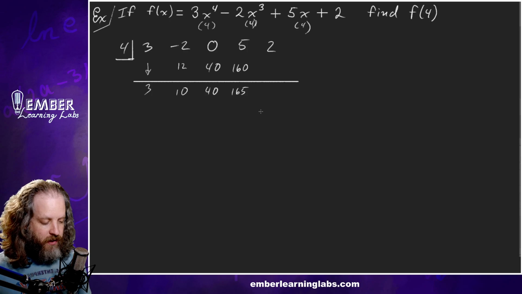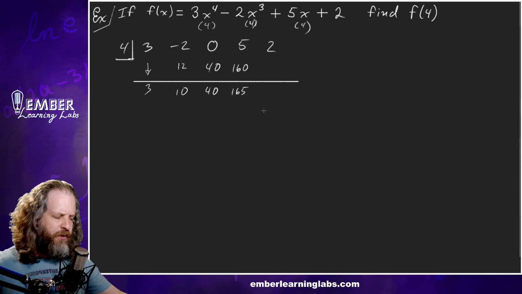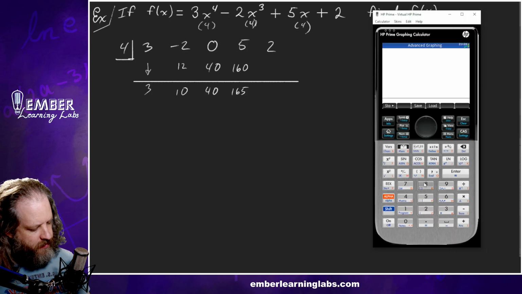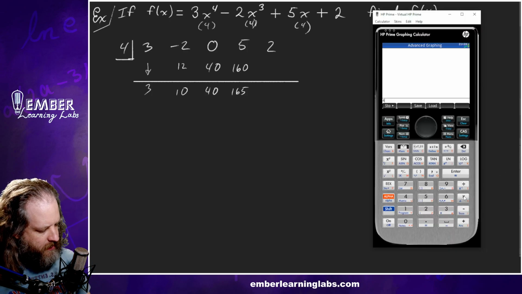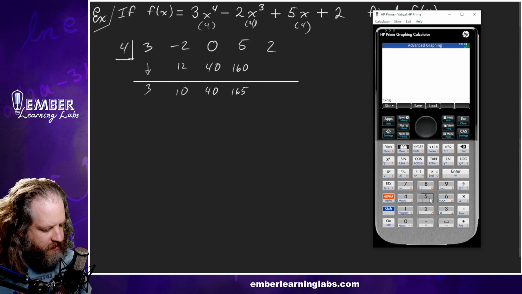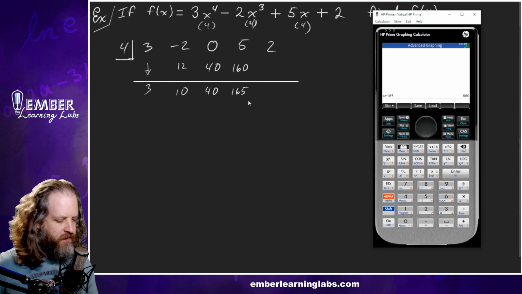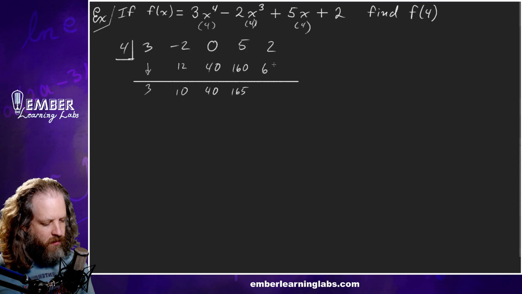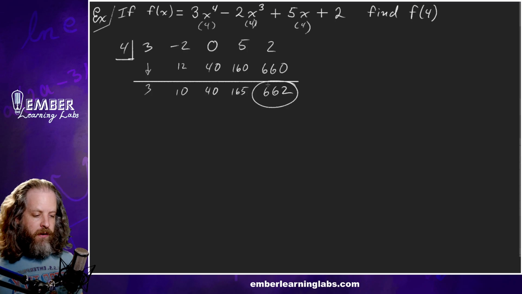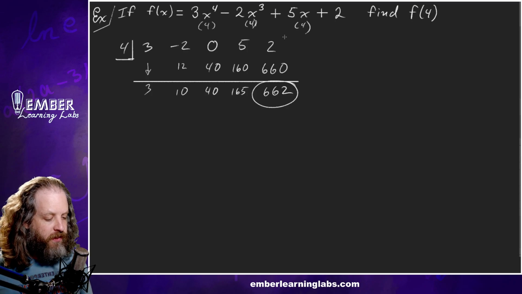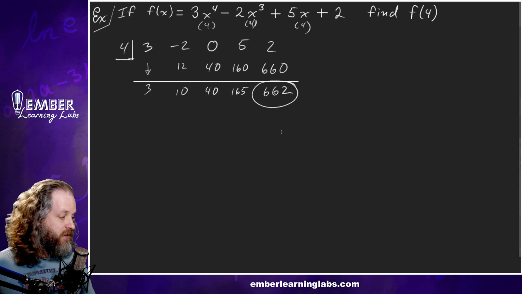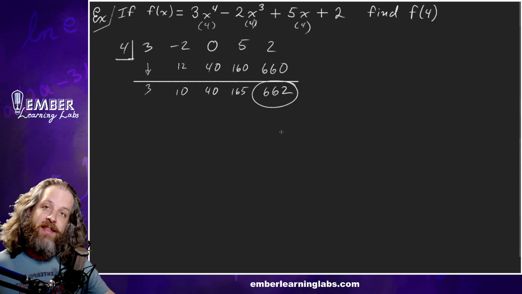Now that we may want our calculator for. Let's pull that up to double check what we're doing. So let's do 4 times 165. Enter, 660. And then we add 660 plus 2 is 662. So our answer is, and you can check on your own time if you want, just plugging in 4 to each one of these things, and you'll get the same answer. You'll get 662 if you do it that way.